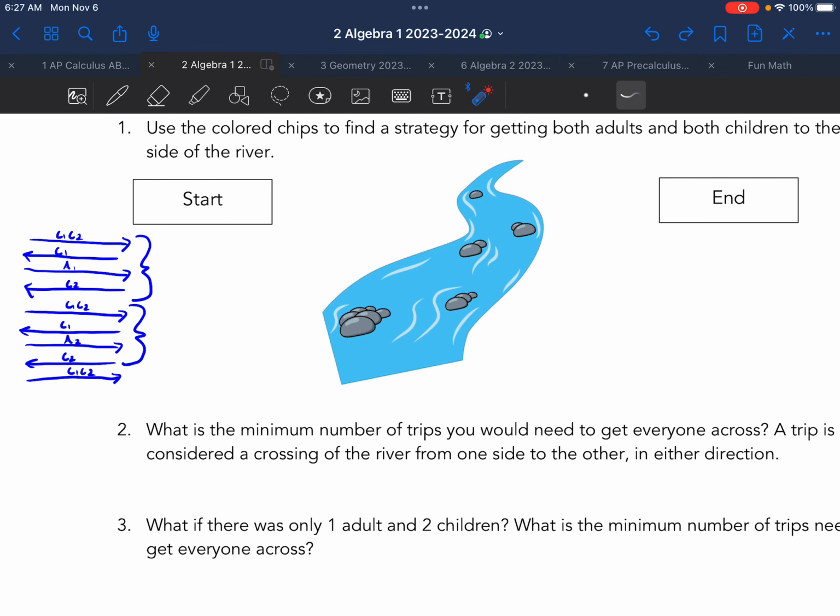Now we're on to number 2. If I count up each of these lines, there's 1, 2, 3, 4, 5, 6, 7, 8, 9 trips back and forth. So there's a total of 9. So the minimum number of trips you'd need to get everyone across is 9.